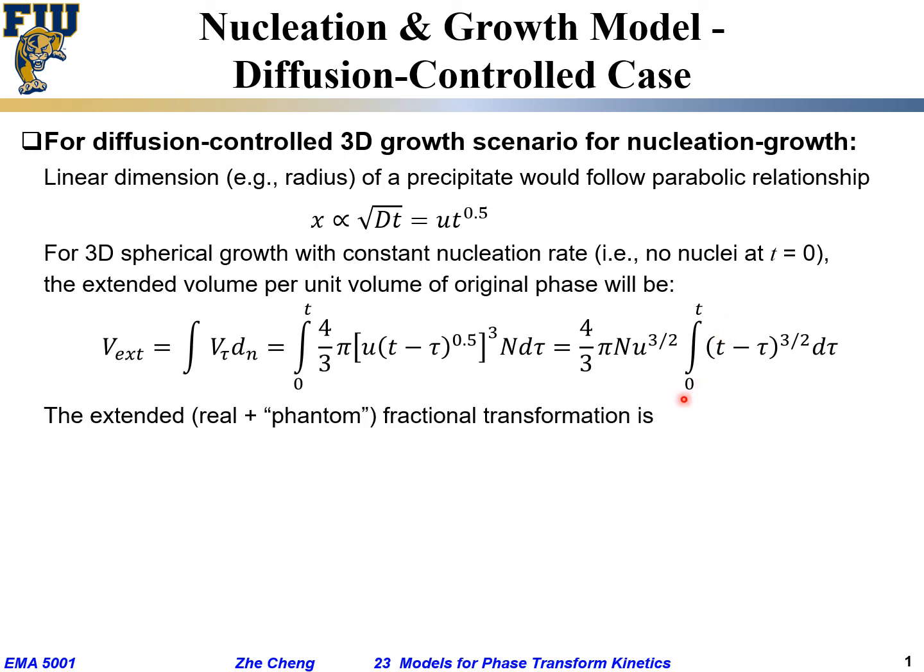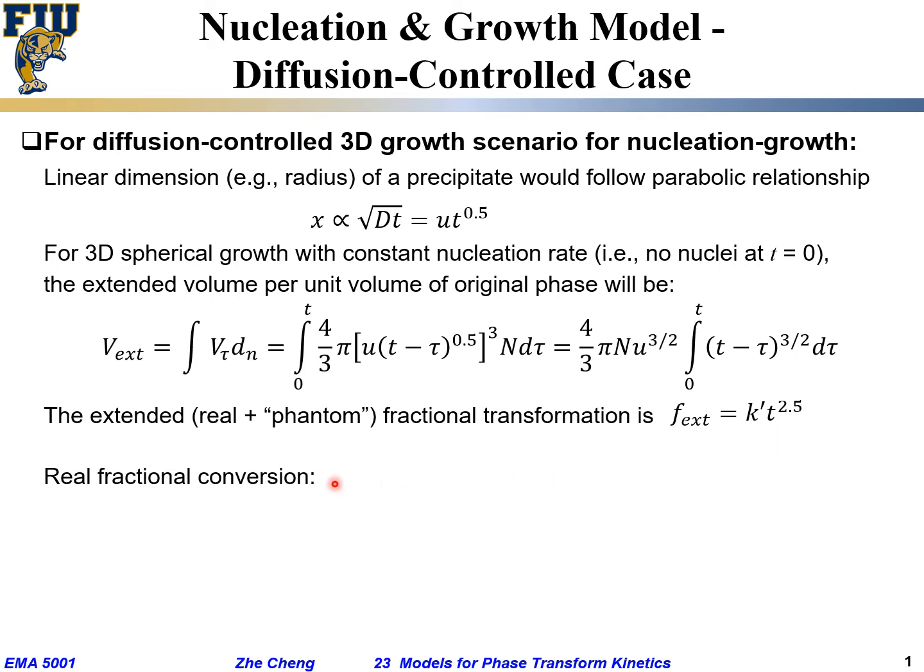Then the extended fraction of transformation would be a constant times t to the power of 2.5. That is after the integration of this term. Now it's t to the power of 1.5, but after integration it becomes 2.5. So the fraction of conversion for the extended volume, which includes both real and phantom, would be a constant times t to the power of 2.5.